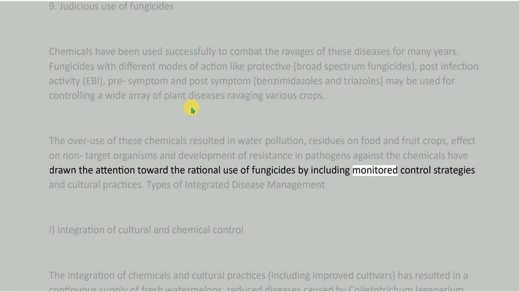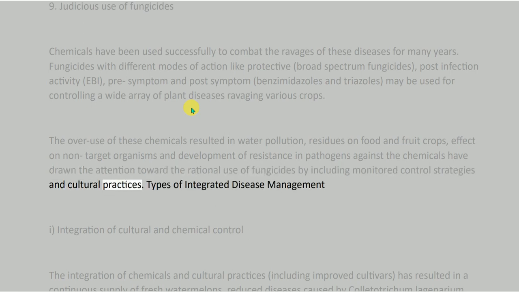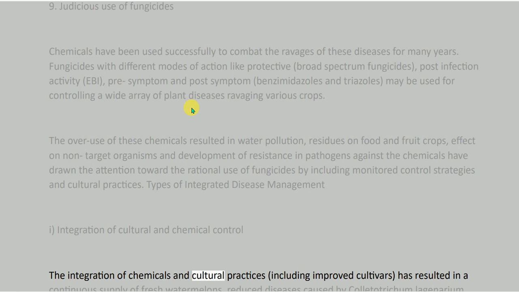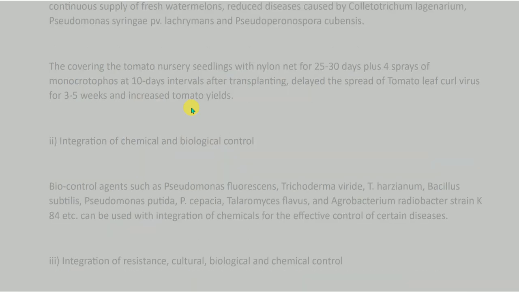Types of integrated disease management. 1. Integration of cultural and chemical control. The integration of chemicals and cultural practices, including improved cultivars, has resulted in a continuous supply of fresh watermelons, reduced diseases caused by Colletotrichum lagenarium, Pseudomonas syringae pv. lachrymans and Pseudoperonospora cubensis.